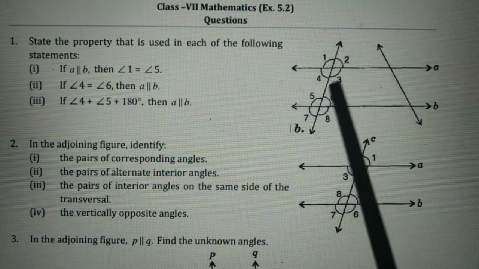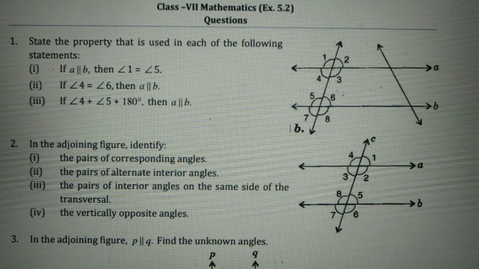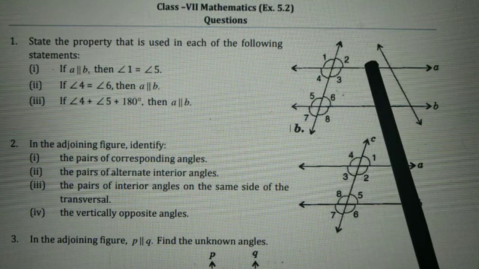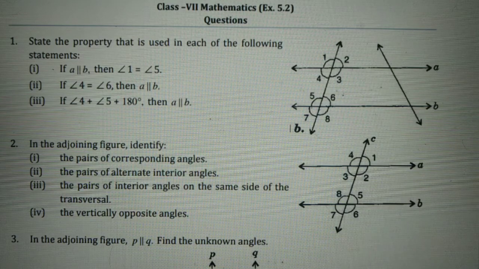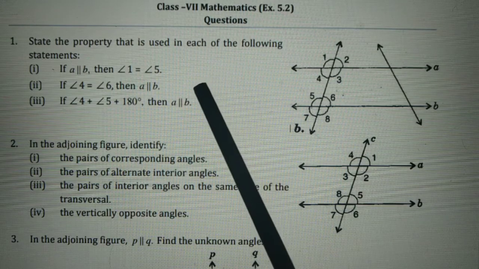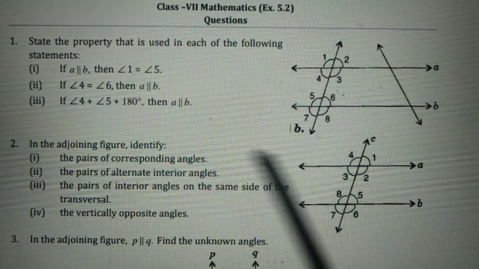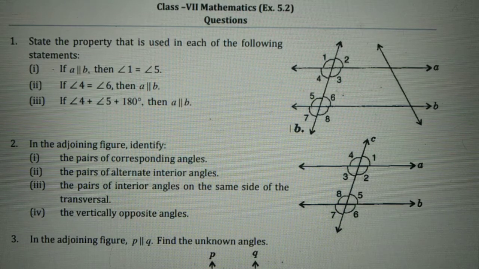See, angles 1 and 5 are corresponding angles. Similarly, other corresponding angles are 4 and 7, 2 and 6, and 3 and 8. These are corresponding angles. So for the first condition, we write that 1 is equal to 5 due to corresponding angles. Next, angle 4 is equal to angle 6.